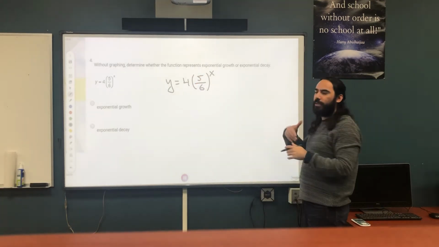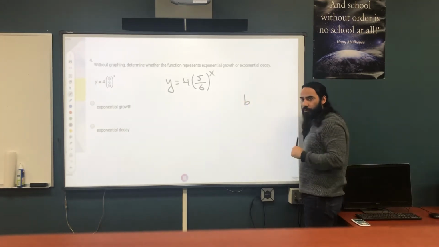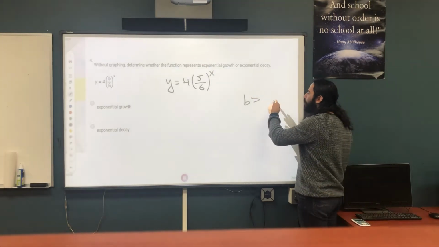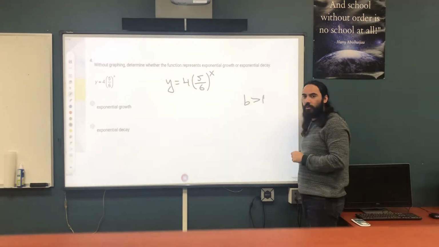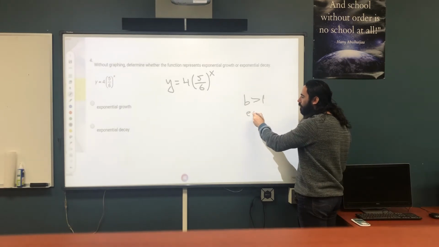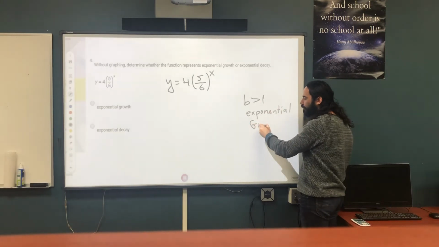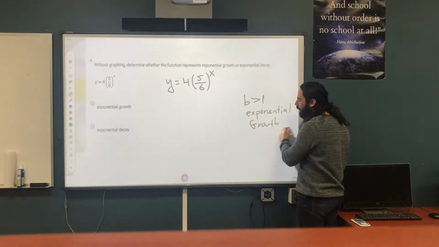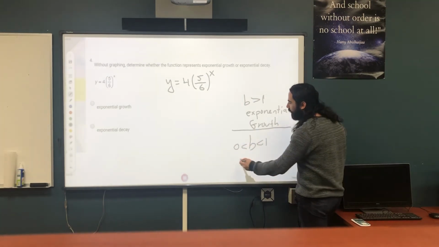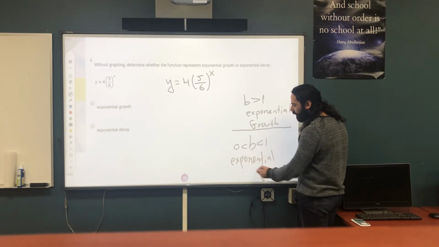Now, how do we know when it's exponential growth or exponential decay? If b, the growth factor, is bigger than 1, then it will be exponential growth. That's it. And if b is less than 1 and bigger than 0, then it's going to be exponential decay. That's it.